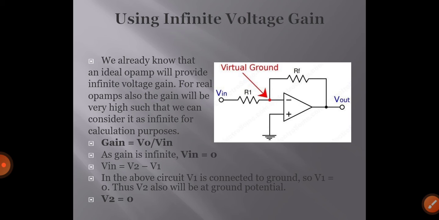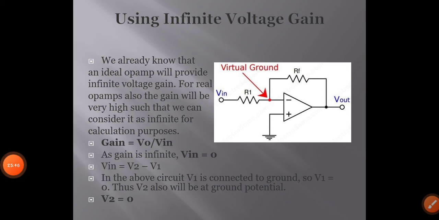V1 is connected to ground, so V1 equals 0. Thus V2 is also at ground potential. Why is V1 0? V2 is also 0. V1 equals V2, both are 0. That's why, with infinite voltage gain, we can see that it is the virtual ground. Why is it important? Because the gain in the op-amp is very high, it is infinity. That's why the virtual ground plays a very important role in the 741 IC.